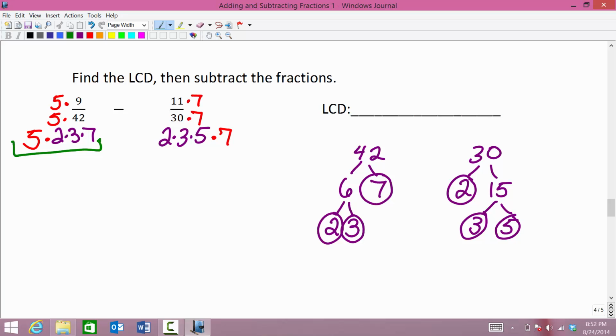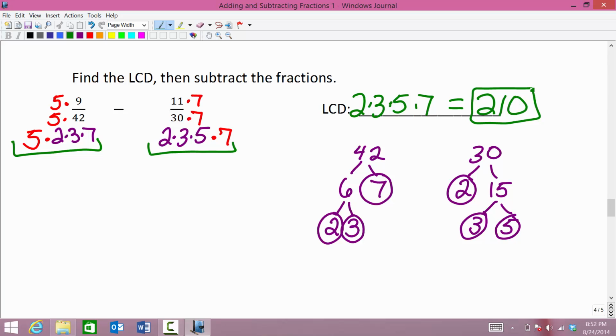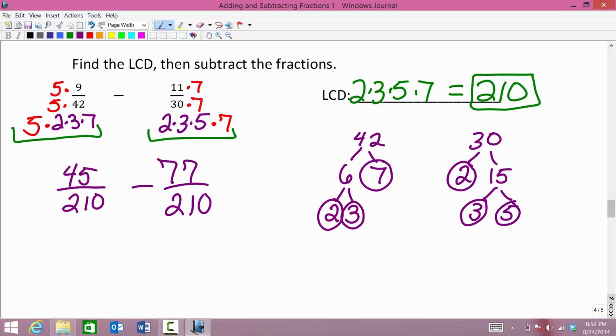Now we notice that our denominators both match. They all have the same exact factors, 2, 3, 5, and 7. And this turns out to be 210. So our LCD would be 210. Now let's find out what our new equivalent fractions are. The top would be 45 over 210 minus 77 over 210. So these are our new equivalent fractions.